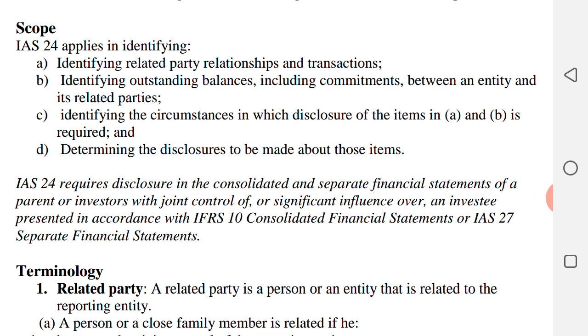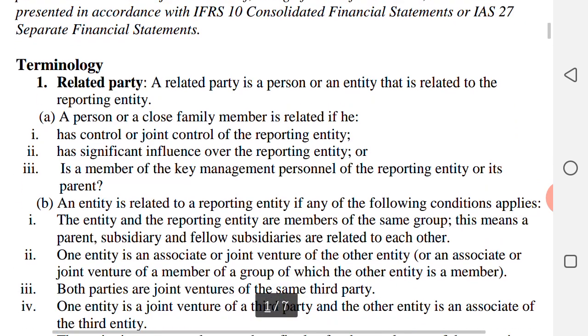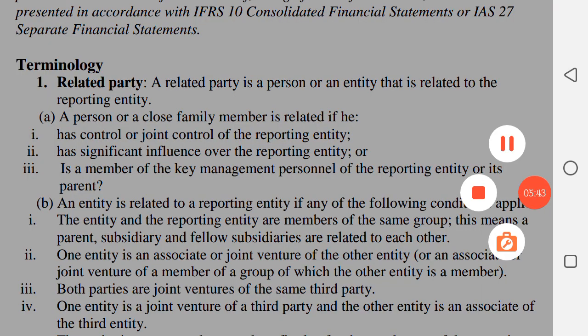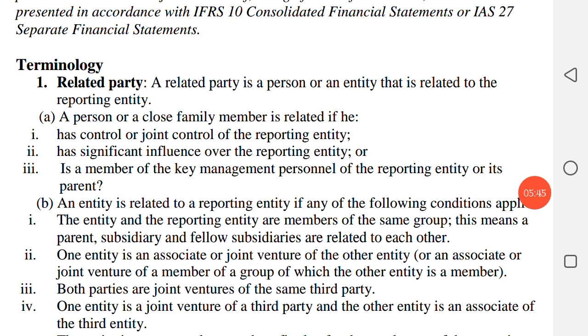So you must determine the disclosures that will be made about those items. Now let's look at terminology according to the standard IAS 24. What is a related party? A related party is a person or an entity that is related to the reporting entity. So a related party can be any person, individual, or another entity that is related to that reporting entity.